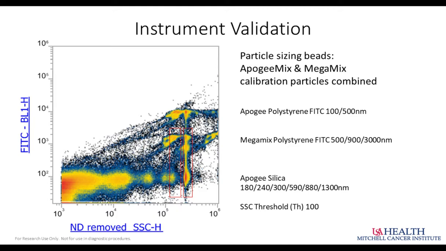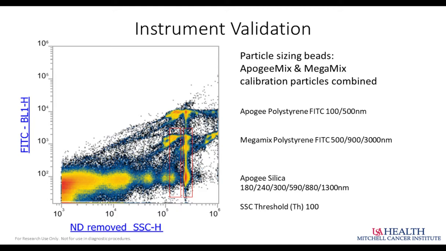But when you move down to the Megamix polystyrene beads, you can see 3 populations of 500, 900, or 3,000 nanometers, which is almost off scale. And the red boxes indicate that those polystyrene beads actually line up pretty well with the similar size silica particles. So the 500 nanometer Megamix lines up with the 590 nanometer silica particle from the Apogee beads, similarly the 800 to 880. Sometimes we don't always resolve that 1300 nanometer silica particle. Sometimes we see it, sometimes we don't. We're not really sure why.